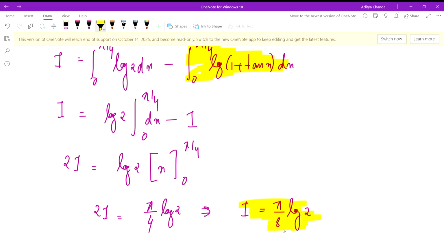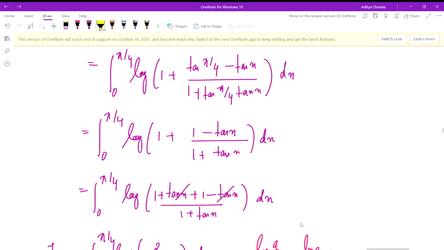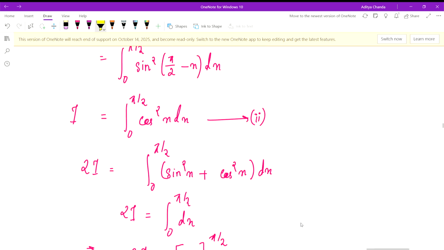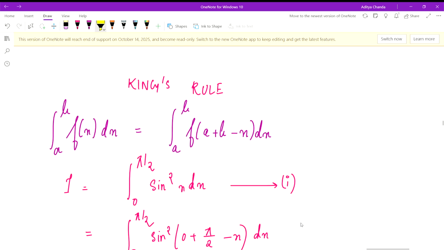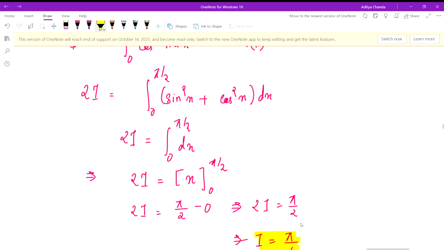So this is King's Rule, which is one of the most important topics for your CBSE boards and JEE Mains.